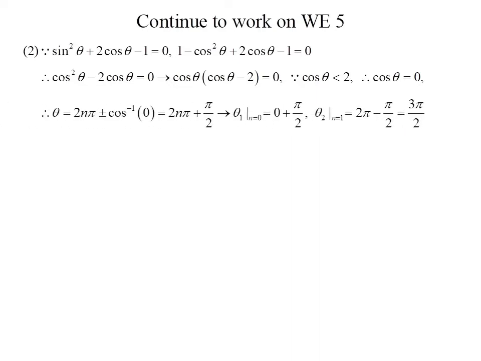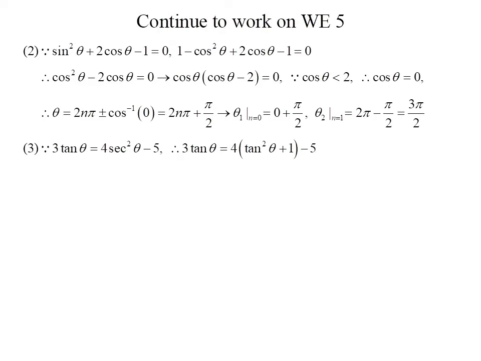Hence, we apply the general solution for cosine function and obtain that theta equals 2n pi plus or minus arccosine 0, which equals 2n pi plus or minus pi over 2. Based on that, we may obtain the values of theta, which equals pi over 2 when n is 0. Theta equals 3 pi over 2 when n is 1.